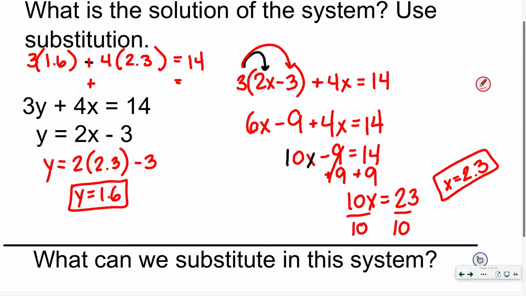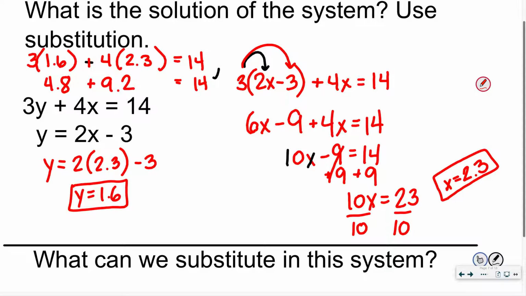What is 3 times 1.6? 4.8. Okay, 4.8. And what's 4 times 2.3? 9.2. Does 4.8 plus 9.2 equal 14? Yeah, it does, so that works.